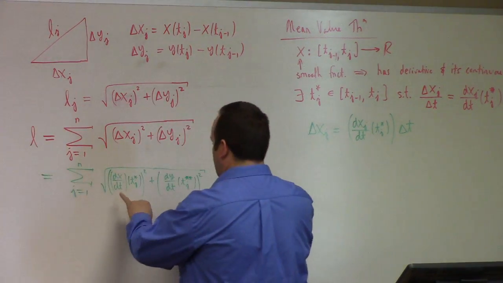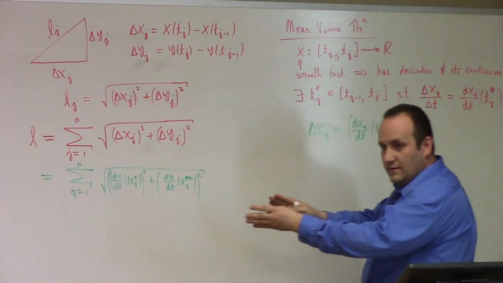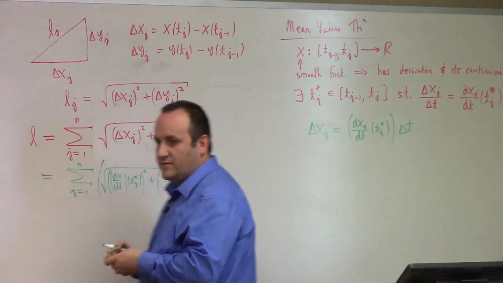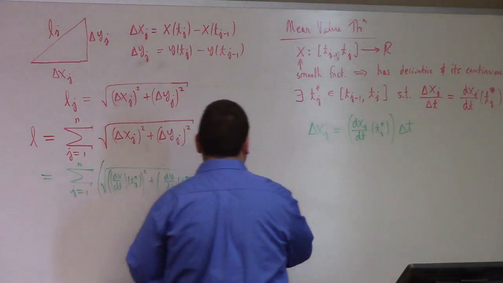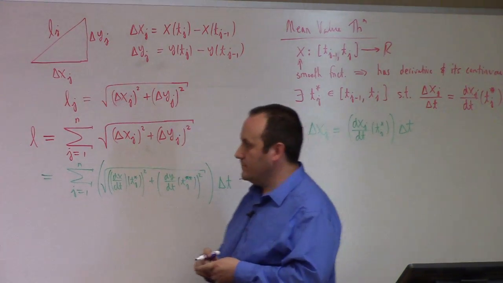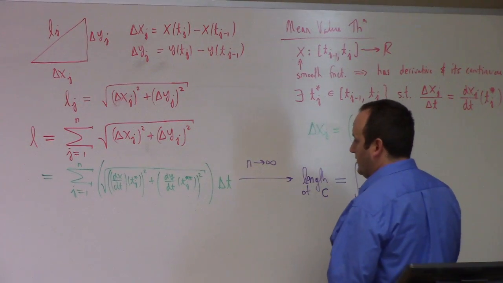And then what else do we get here? We get a delta t squared on both terms, right? So if you think about it, you can take that delta t squared and factor it outside of the square root, right? Delta t is by construction positive. And then what happens if we take the limit as n goes to infinity? What do we obtain? We get the length of the blue curve, right? In other words, the length of C is equal to the integral from what to what?